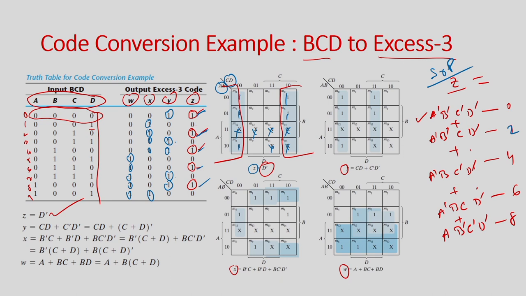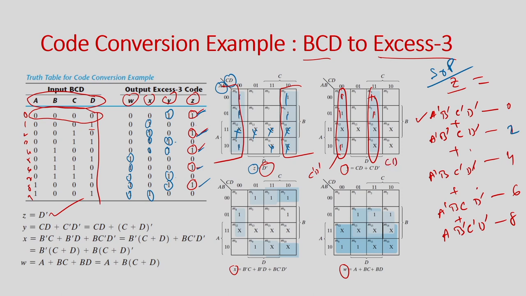So again, the idea is that all the minterm squares are 1. I just put 1 in this Karnaugh map, and then I can combine them with don't cares. Here, again, I can just combine this 4 and this 4. So this will give me C bar D bar, and this will give me CD.